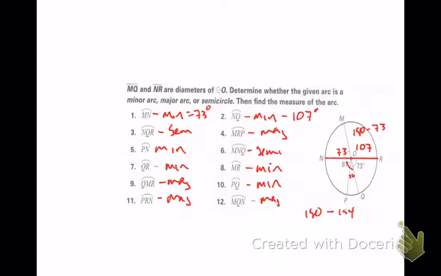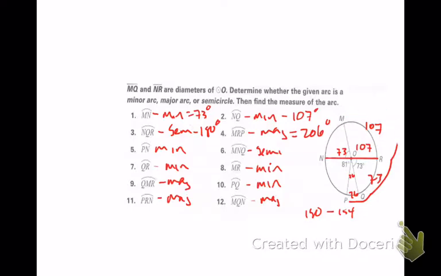NQR is a semicircle, half of a circle, so that means this has to be 180. MRP, we can add this arc and this arc together to get MRP. And so those arcs are 107, 73, and 26. Right? So that's going to be 180 plus 26, which is 206.